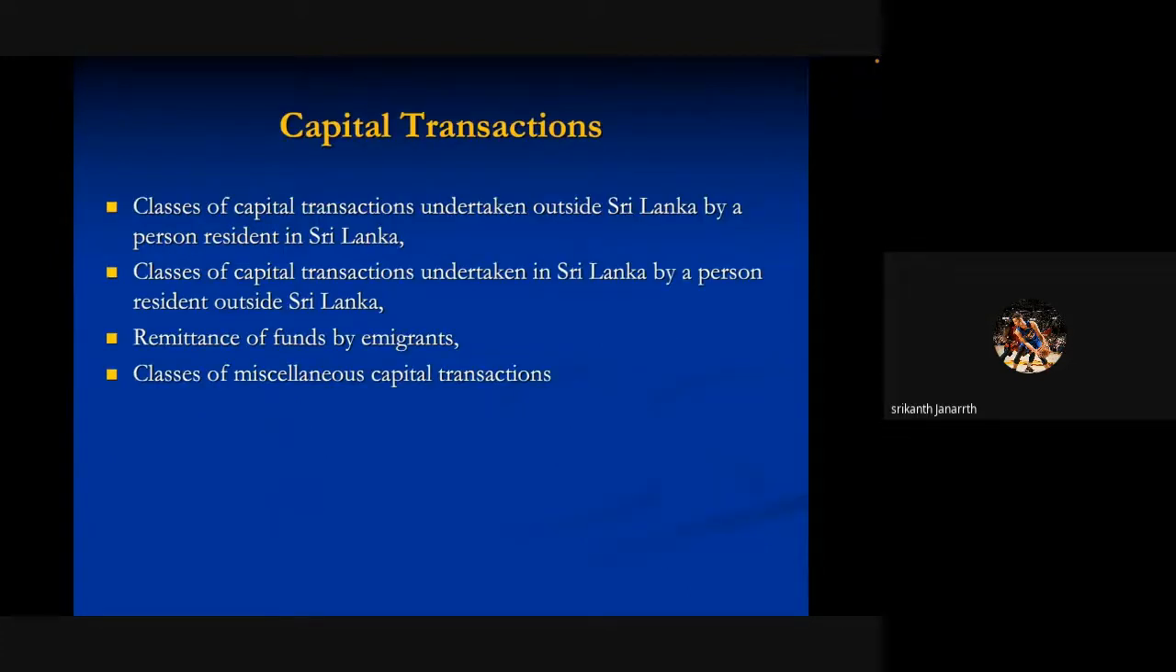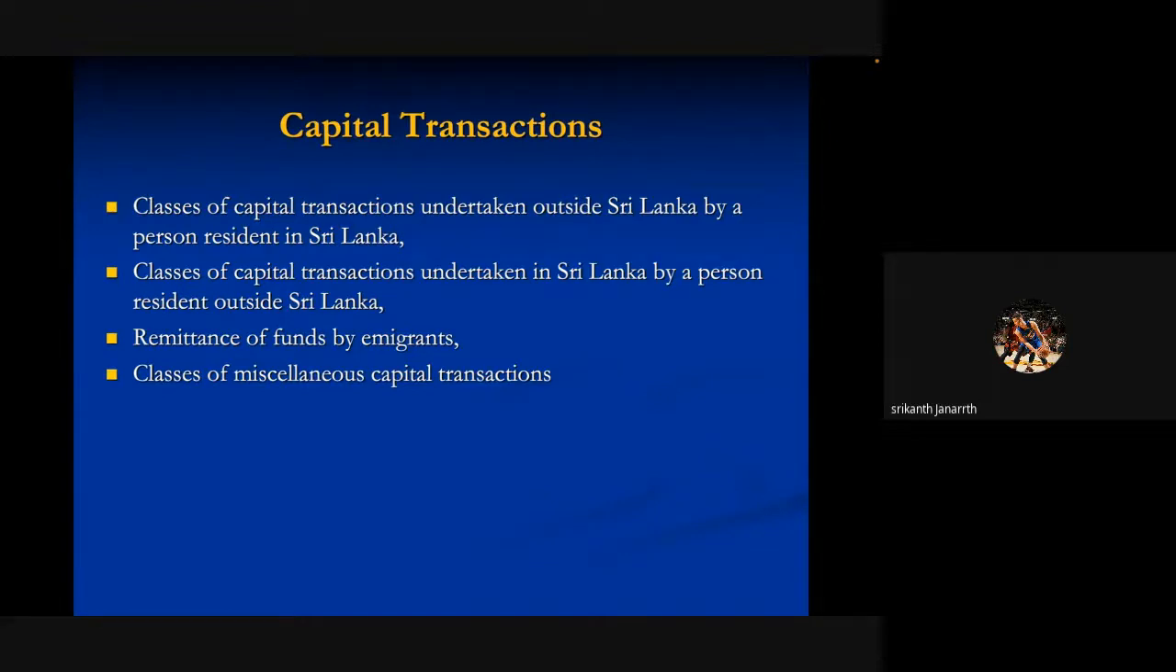So capital transactions are divided into 4 classes. One is the class of capital transactions undertaken outside Sri Lanka by a person resident in Sri Lanka. I think we have learned this, which you learned last session, the outward investment account, OIA. We learned that. Look at the second class, capital transactions undertaken in Sri Lanka by a person resident outside Sri Lanka. That means inward investment account. The first one is OIA, outward investment account.